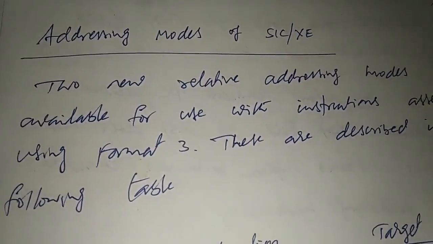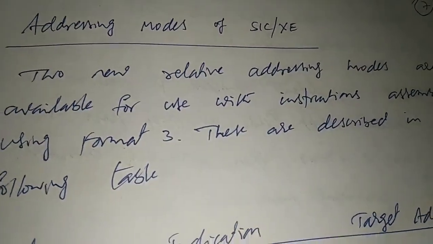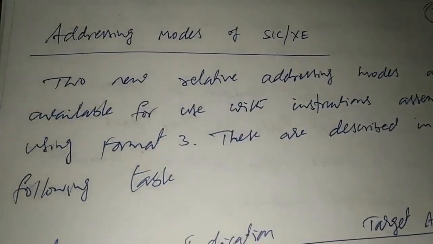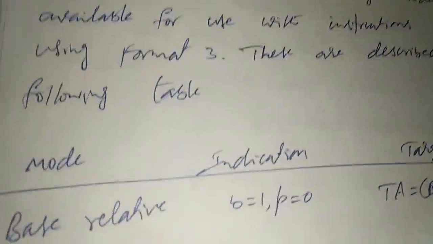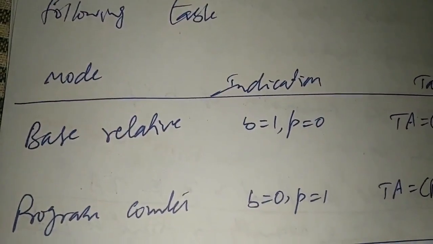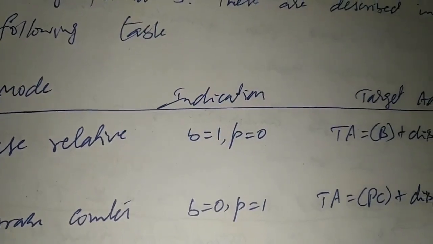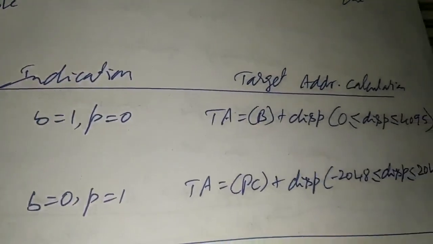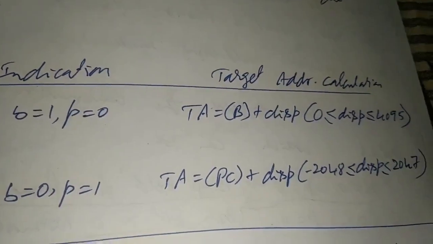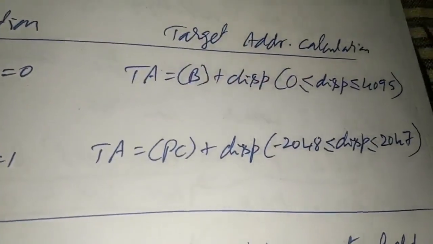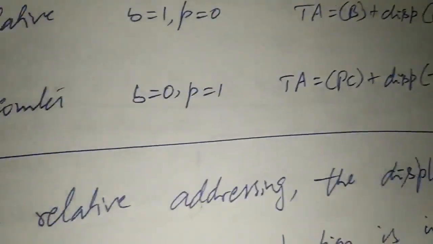Now, two new relative addressing modes are available for use with instructions assembled using format 3. These are described in the table below. First one is base relative mode. Indication is B is set to 1 and P is set to 0. The target address is calculated like this: TA is equal to contents of B plus displacement. Here note that the displacement lies between the values 0 and 4095.